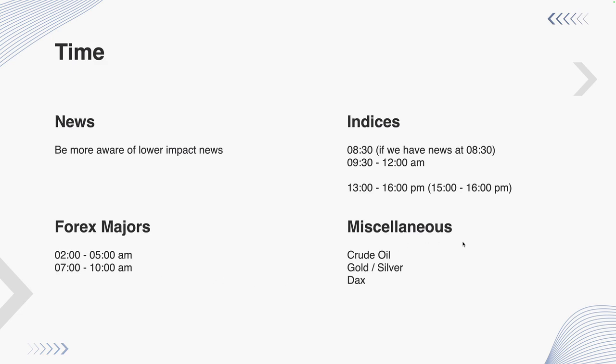Then miscellaneous right there. We have crude oil. Crude oil also is very active after 9:30, so the equities open that we have on indices. The volatility for crude oil dies down a little bit earlier than on the indices, so usually around 2 p.m., something like that. Then gold and silver is also very nicely tradable for your flow trading plan. Gold and silver, I would refer more to Forex kill zones, rather than the indices kill zone. So the volatility again on gold and silver dies down a little bit earlier.